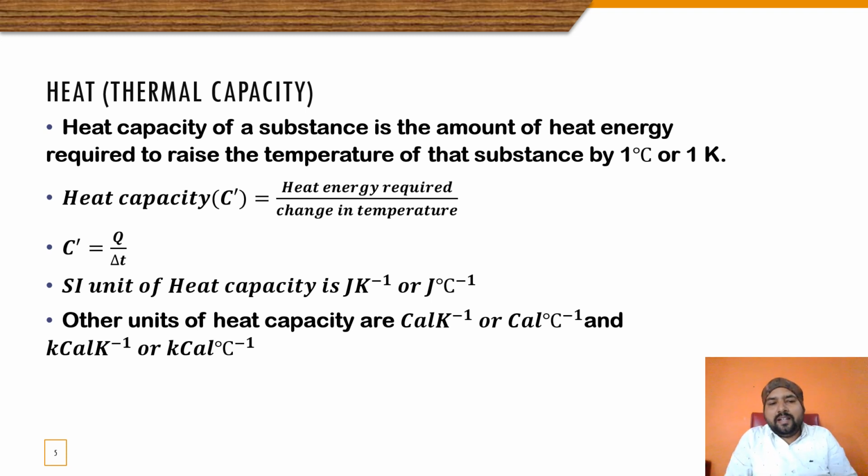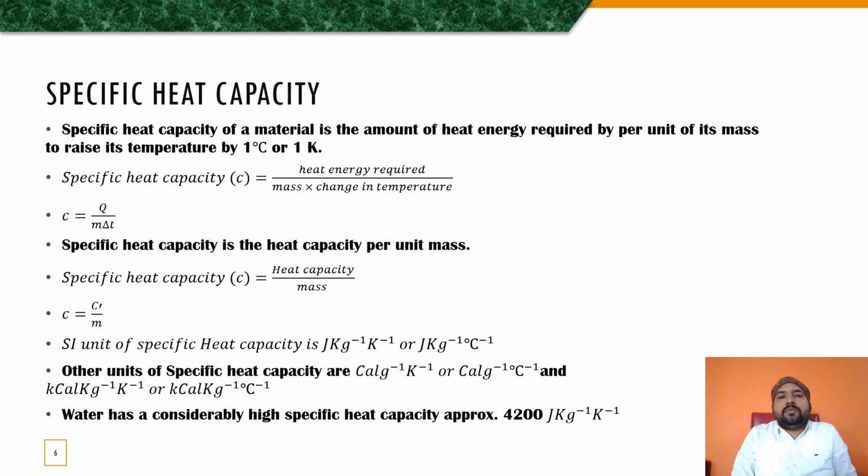We denote it by C prime or C dash, which is equal to Q upon delta T. The SI unit of heat capacity is joule per Kelvin, which can also be written as joule per degree Celsius, because here the difference in Kelvin and the difference in degree Celsius are the same. Other units of heat capacity are calorie per Kelvin, calorie per degree Celsius, kilocalorie per Kelvin and kilocalorie per degree Celsius.